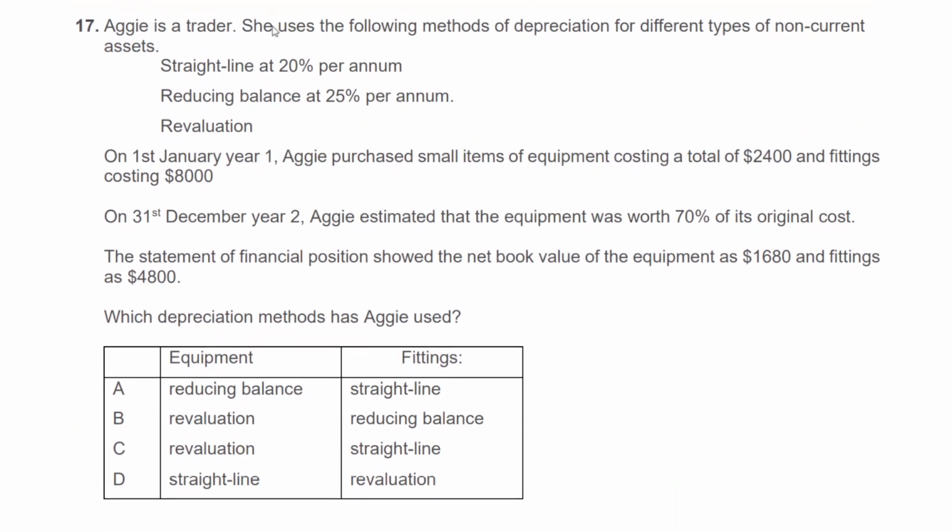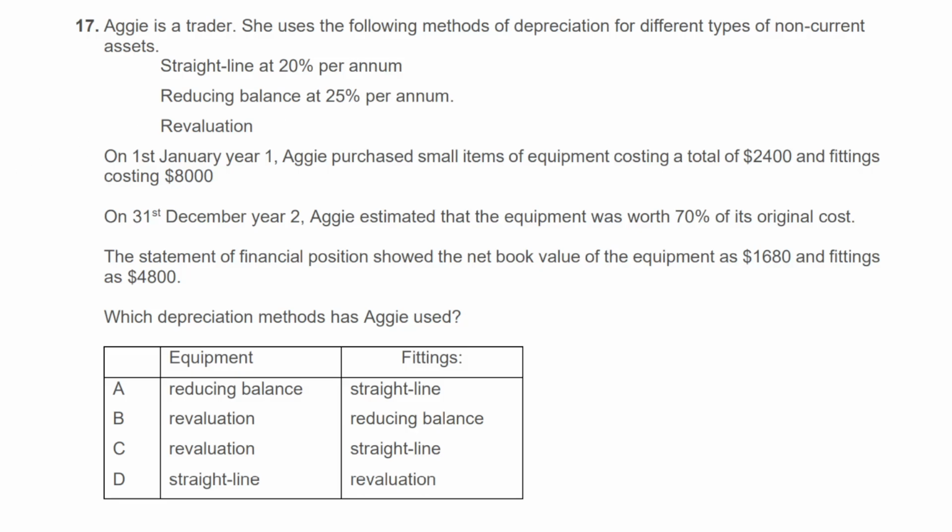Aggie, I think I'm saying it right, is a trader. She uses the following methods of depreciation for different types of non-current assets: straight line at 20% per annum, reducing balance at 25% per annum, and revaluation. She uses all of them for some of her non-current assets.